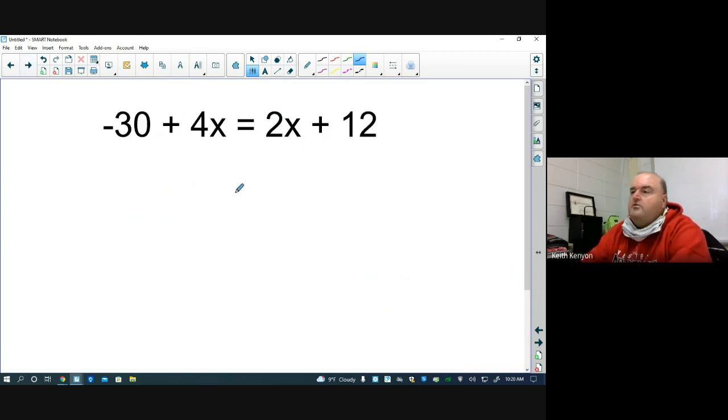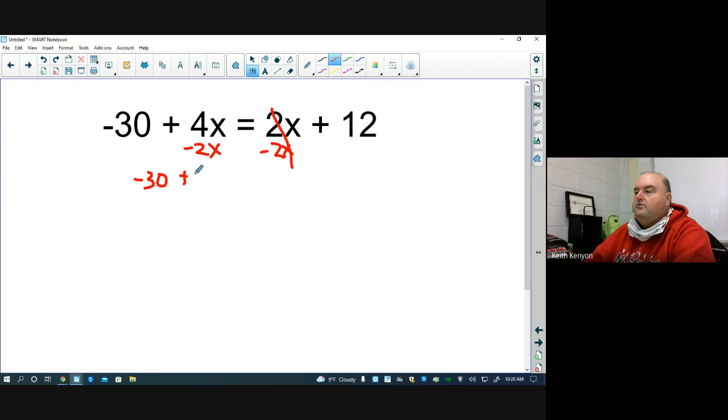Okay, so we're going to look at another problem like this where we've got x's on both sides. Again, I'm going to try to get the x's on the left, and I'm going to put the numbers on the right. So I'm going to move this 2x over to that side. I have to do the opposite of that, which is going to be subtract 2x. Again, I'm trying to get them to cancel. So I subtract 2x here and here. Those cancel, leaving negative 30. 4x minus 2x is plus 2x. And since those canceled, that just leaves me with 12 on the right-hand side.